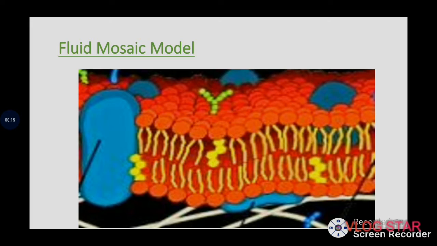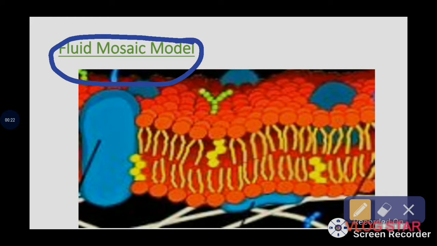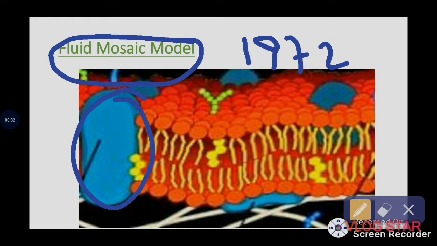So first of all, let me recap what I have told you earlier. It was the fluid mosaic model that was proposed in 1972 by Singer and Nicholson. In this model, I have told you that the membrane proteins are embedded within the lipid bilayer like a mosaic. That's why we call it the mosaic model. And as the lipid molecules can move from one place to another, it is showing fluidity, fluid nature. So we call it the fluid mosaic model.